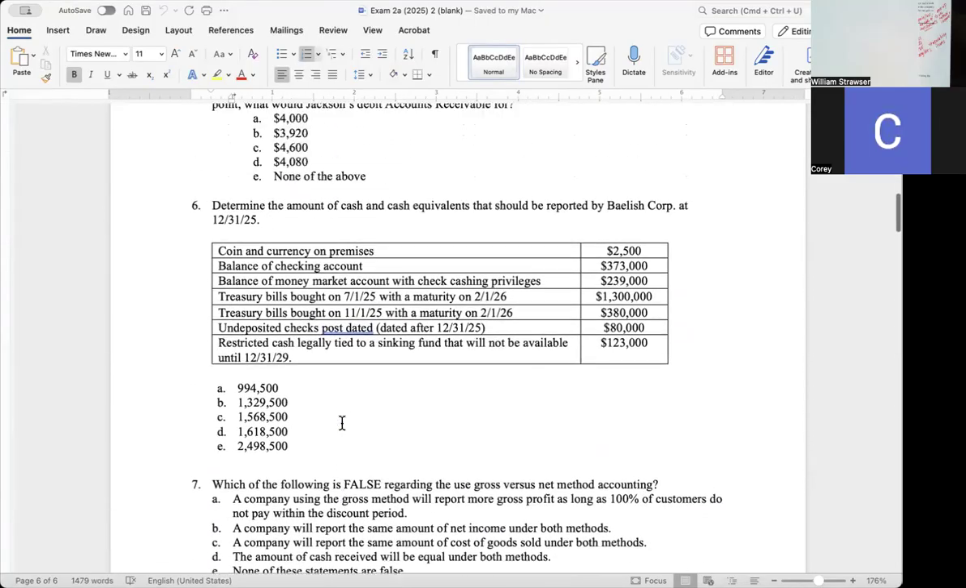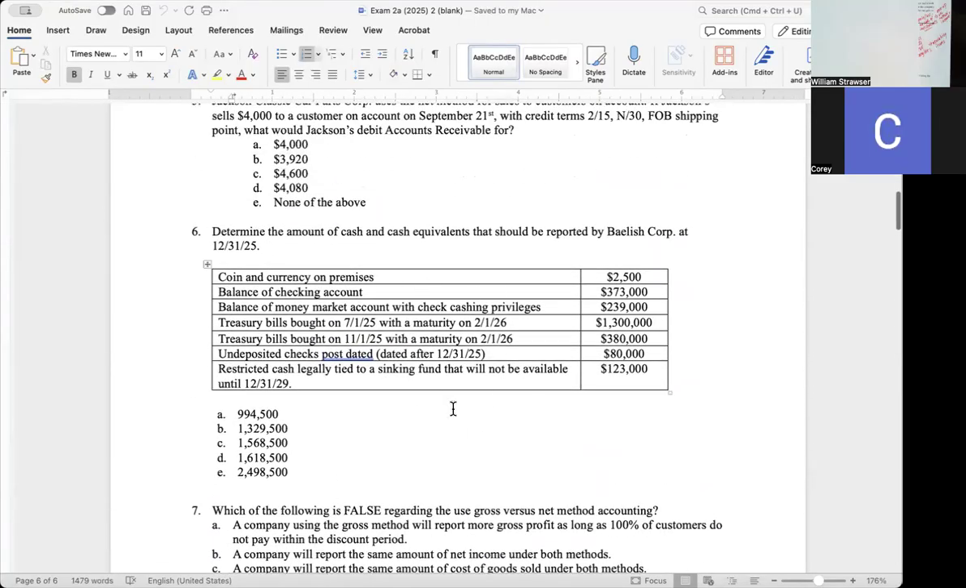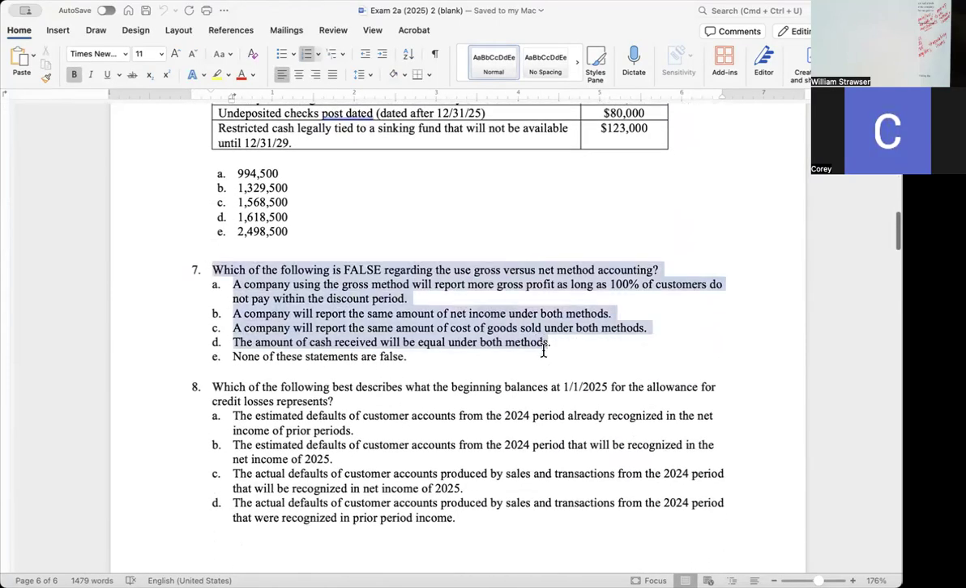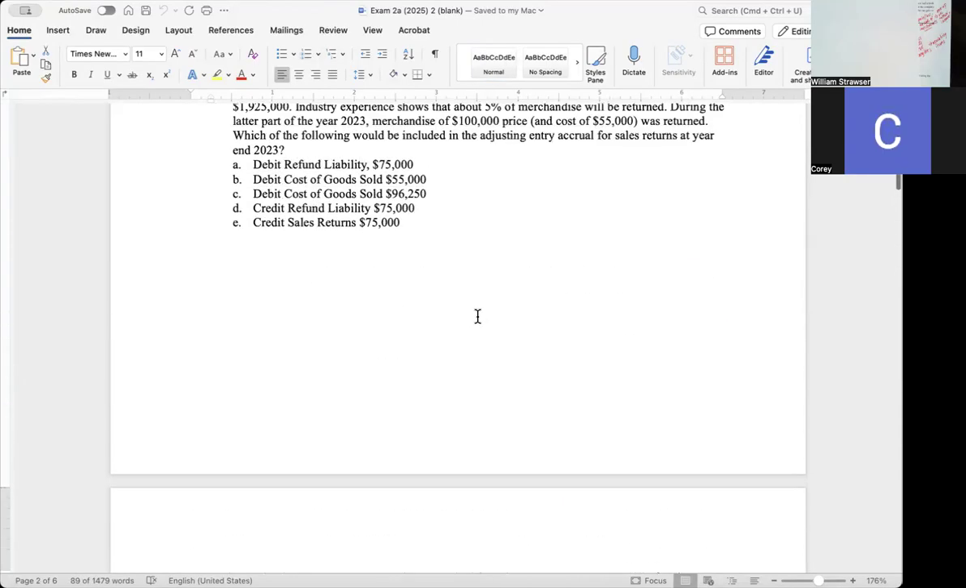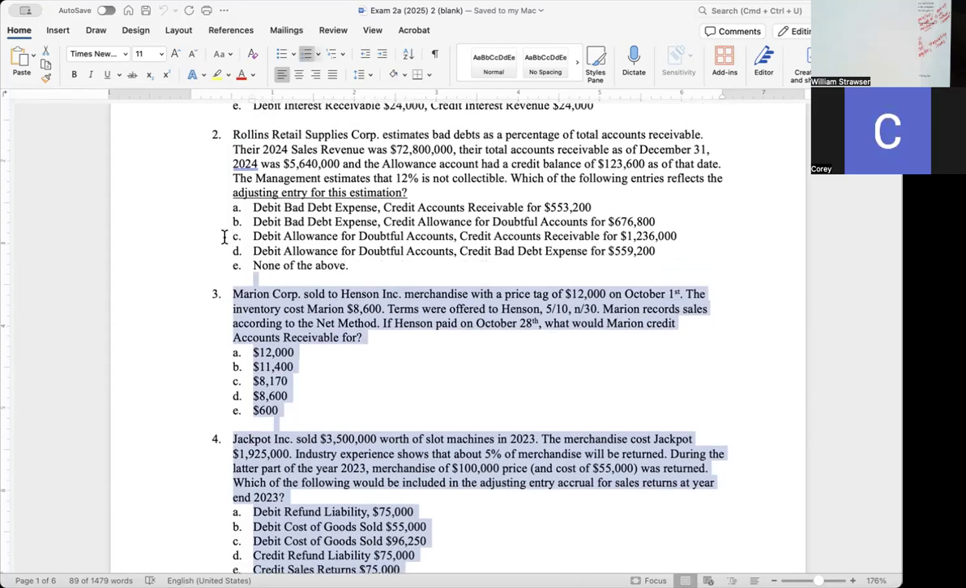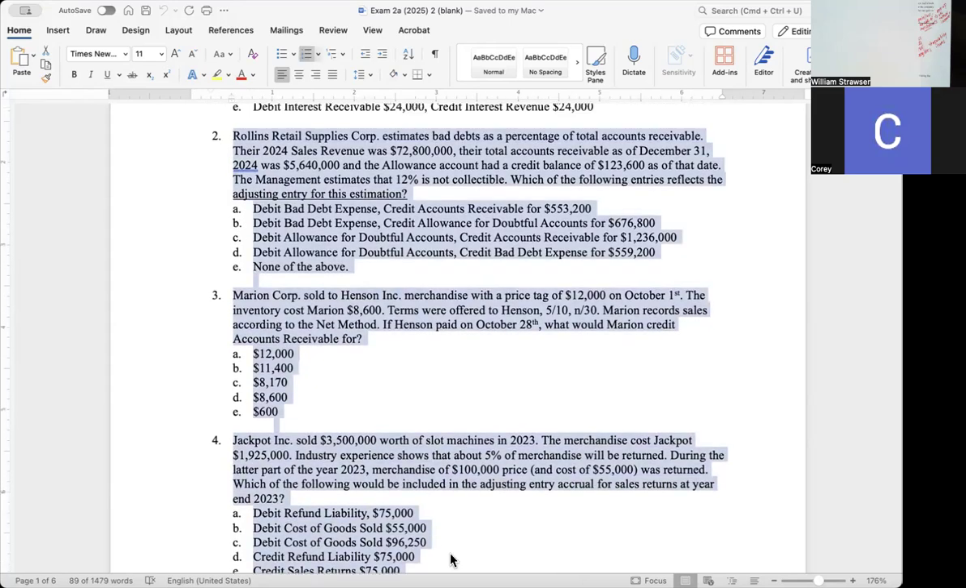Other than that, cash and cash equivalents, again, not a huge thing for you to understand in the final, a little too detailed. This question, very conceptual, very detailed, gross versus net method accounting would not be on your final. But questions like this, yeah, this one, all three of those.